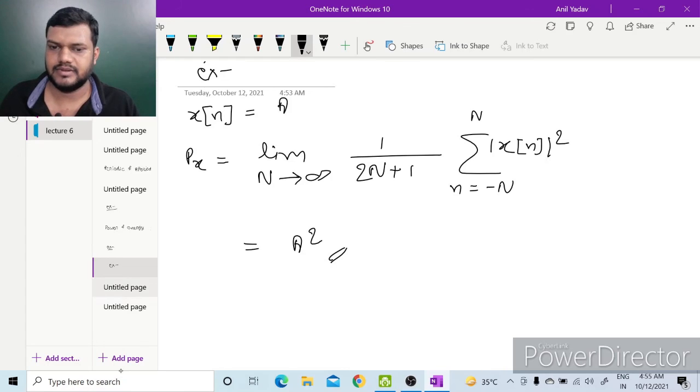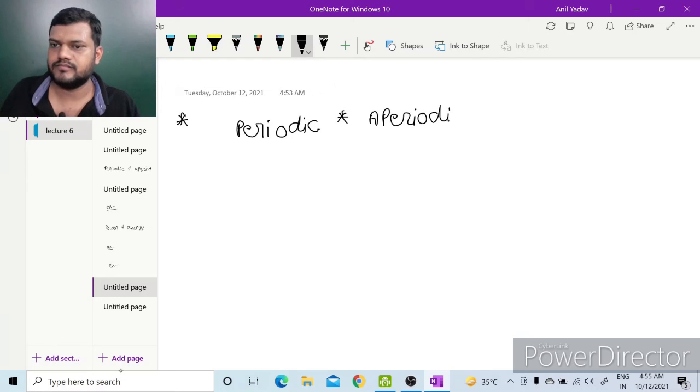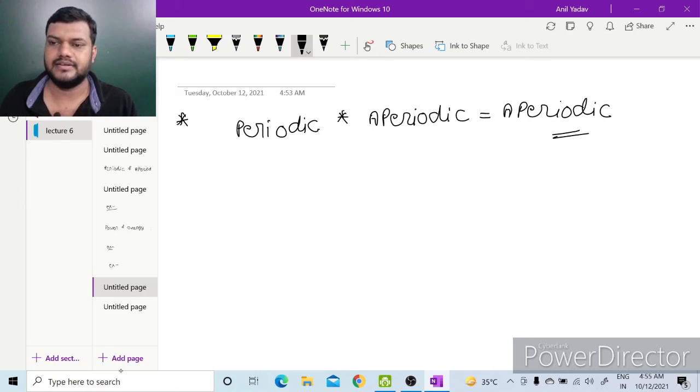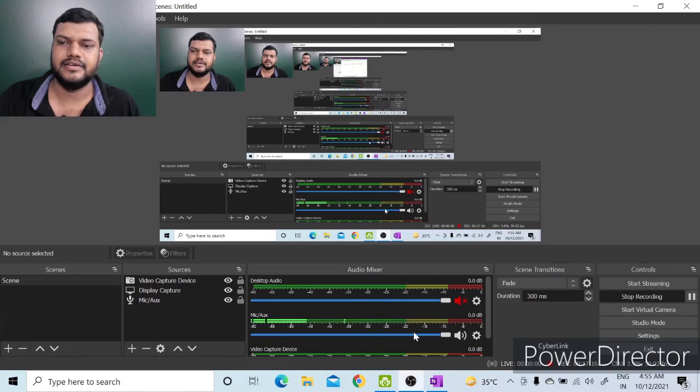So let me take one simple property, that the product of a periodic signal multiplied with an aperiodic signal is always an aperiodic signal. So these are our classifications of discrete time signals, and so let us stop this module here, and in the subsequent module we will see our further topics.